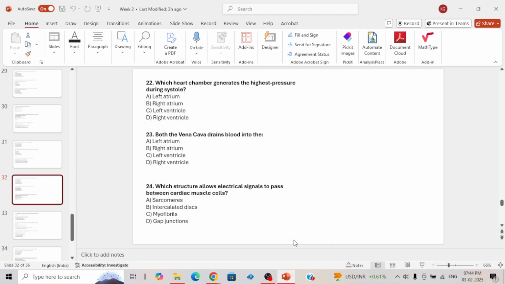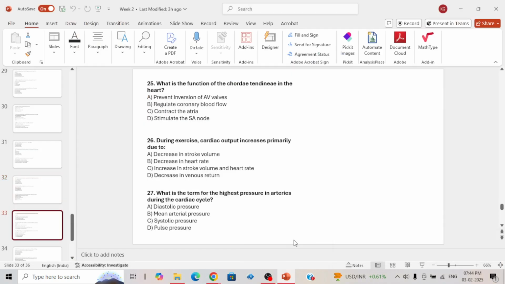Let's move to the next question. We have only some questions left. The question is, what is the function of chordae tendineae in the heart? Chordae tendineae. What is the function of chordae tendineae?